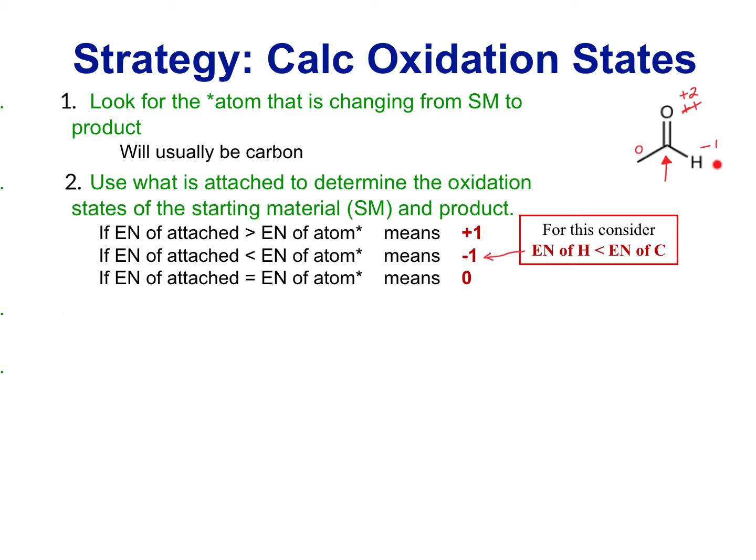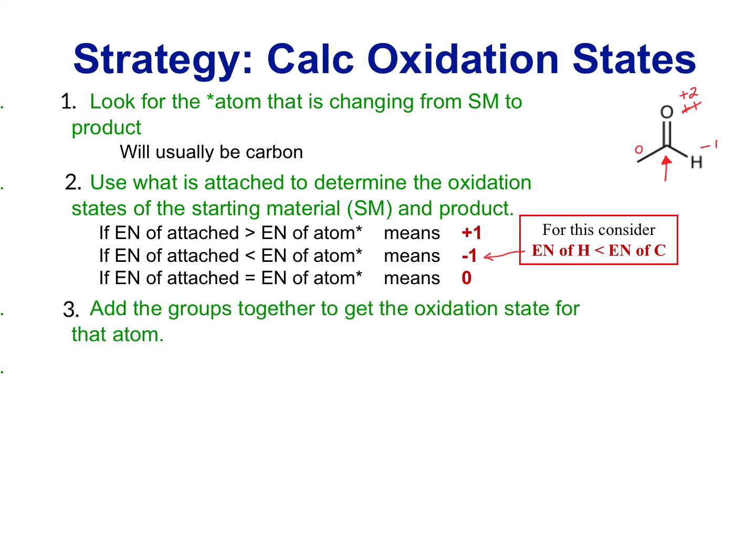And now we'll go to the next step. So the next step is easy. We're just going to add the groups together to get the oxidation state for that particular atom. All right, so for this one, it would be 0 plus 2 minus 1. So the oxidation state for this particular carbon would be +1. And you do want to make sure you put that plus, don't just leave it as a 1.